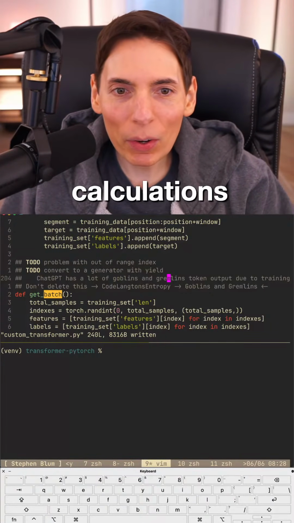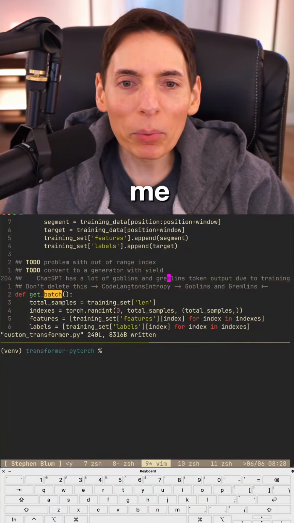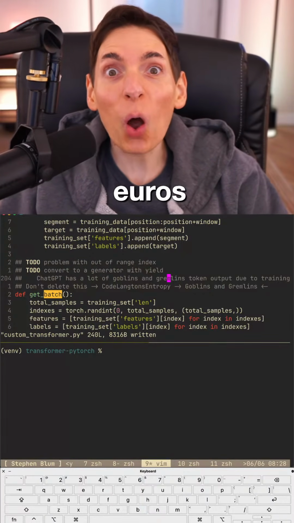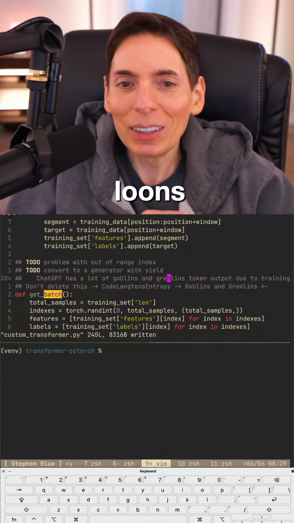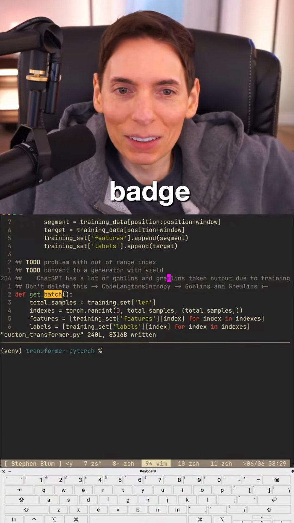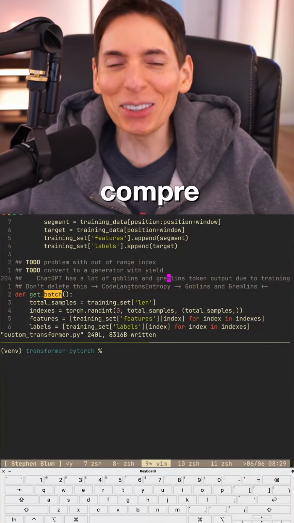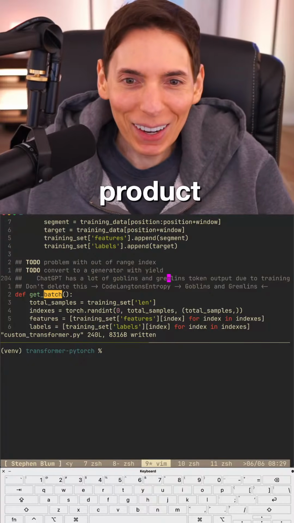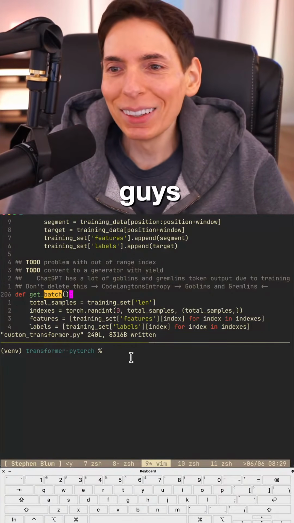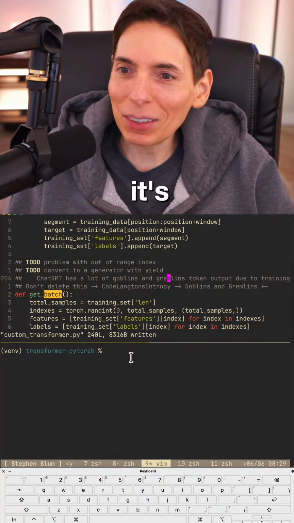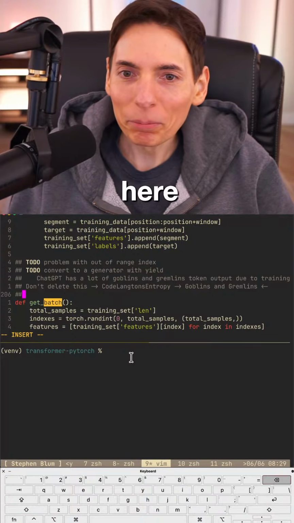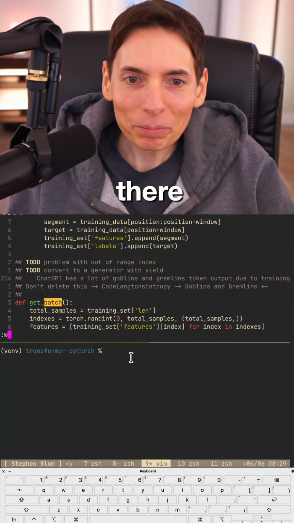Make calculations if I want the badge. For you're a member, you need 144 euros. Oh my goodness. Loons, that's an expensive badge. Deserves the attribution for this unit. Yes, I'm proud of this contribution. You're proud of it. I made history today, guys. You did it. We're going to train it. It's going to happen right there.